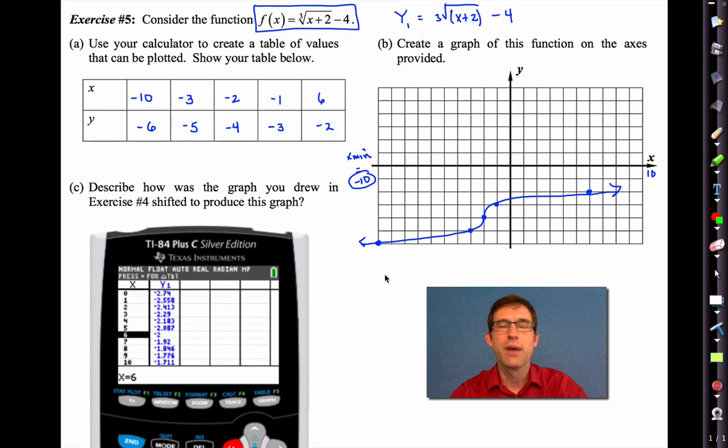I actually think it's a little bit better than my first one. Don't forget to put those arrows, right? That cubed root extends in both directions. So, voila. Now, part C says, describe how the graph you drew in exercise 4 was shifted to produce this graph. I don't think that's grammatically correct. We'll go back and change that.